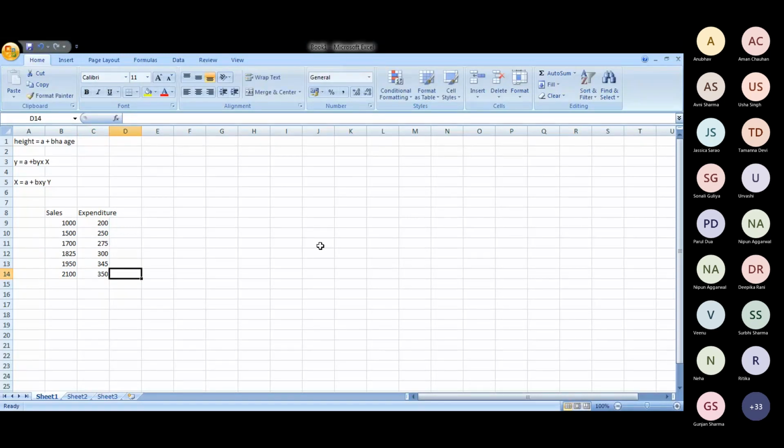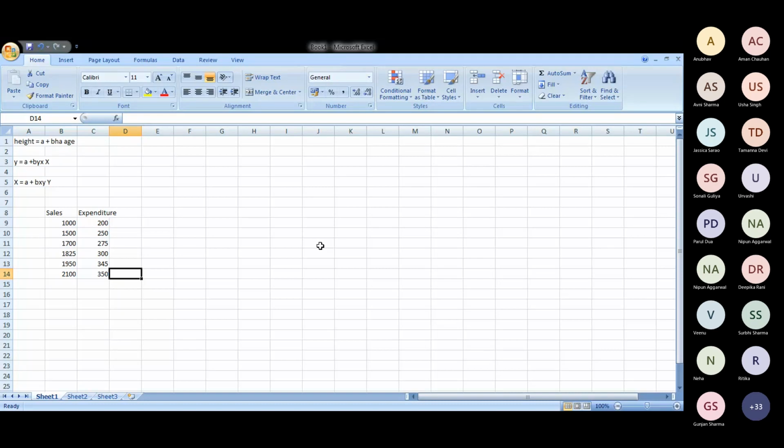Suppose this will be the data given to you for 6 months. What is the expenditure we have incurred in those previous 6 months, and what are the sales we have encountered in those 6 months? Using this data, we can find the regression analysis and the values of A and byx.